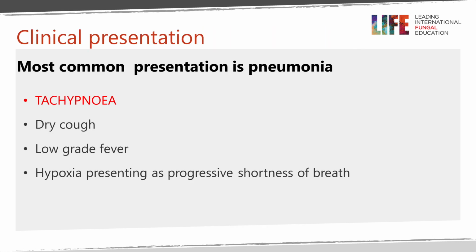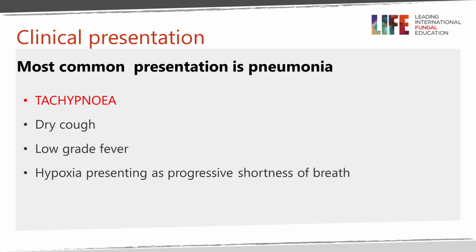Now, the clinical presentation of the pneumonia is usually a pneumonia in the context of immunosuppression. And when you talk about pneumonia, we know the symptoms of pneumonia in infants. They will have tachypnea, dry cough, low-grade fever, and hypoxia that will usually present as progressive shortness of breath. And the hypoxia of pneumocystis pneumonia is more marked as compared to other etiologies, either viruses or bacteria.